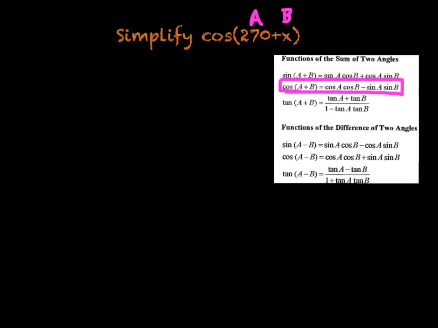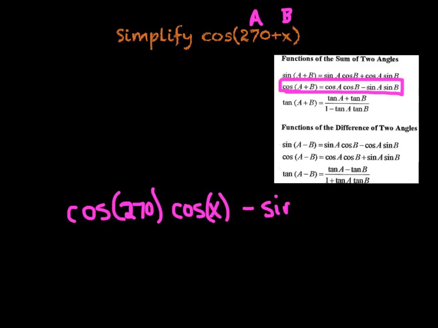So it's going to look like, let's see, the cosine of 270 times the cosine of X minus the sine of 270. Now, they could have used 3 pi over 2 instead of the 270, but they didn't. They happened to use just the degree value.